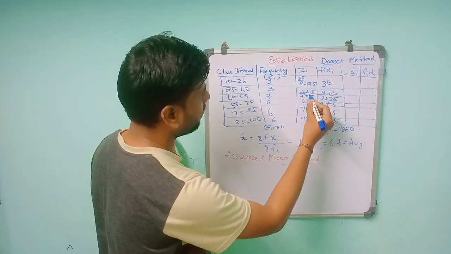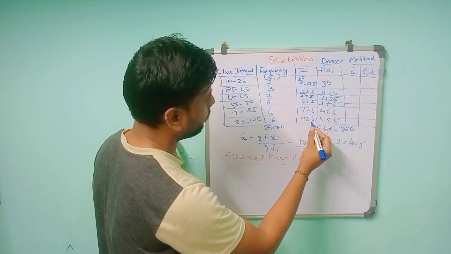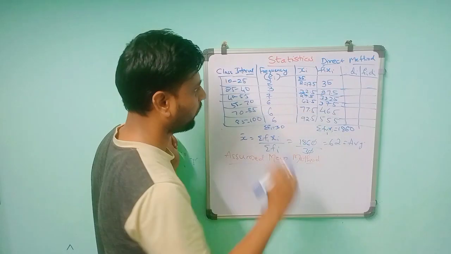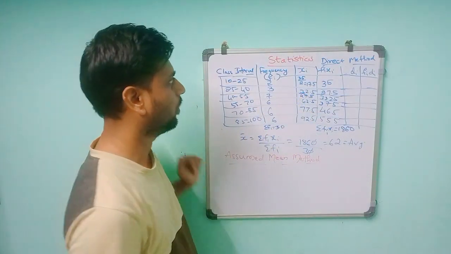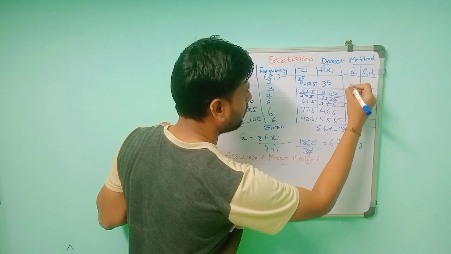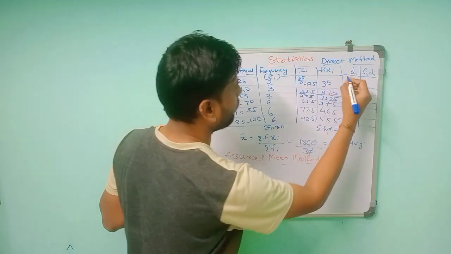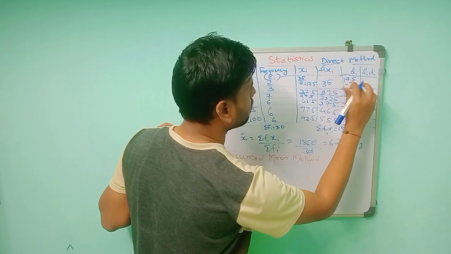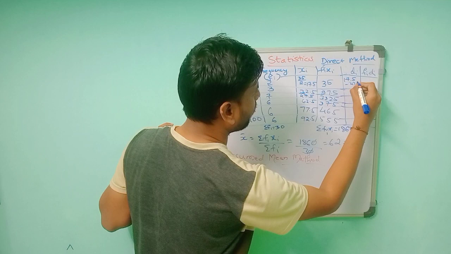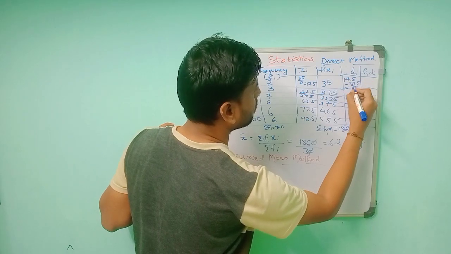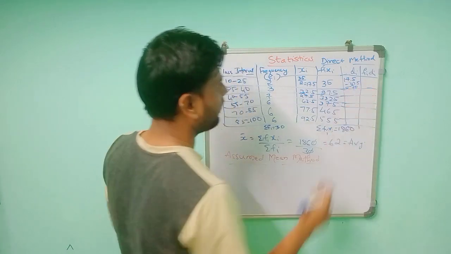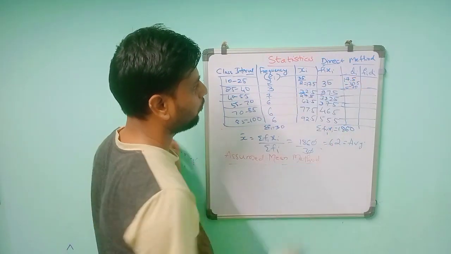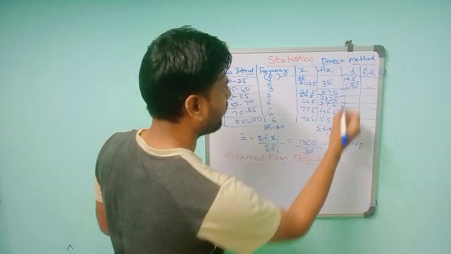So here the xi values are 17.5, 32.5, 47.5, 62.5, 77.5 and 92.5. I will take the mean value as 47.5. For example, this is the mean value. So xi is 17.5. So 17.5 minus the mean value I have taken, 47.5, will give you minus 30, because it is less than 47.5, so it will be negative. So 17.5 minus 47.5 is minus 30.